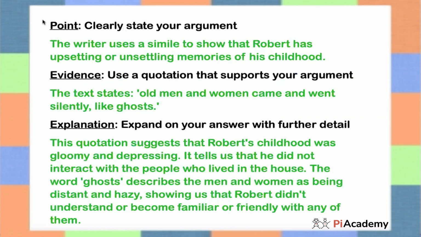The writer uses a simile to show that Robert has upsetting or unsettling memories of his childhood. The text states old men and women came and went silently like ghosts. This quotation suggests that Robert's childhood was gloomy and depressing. It tells us that he did not interact with the people who lived in the house. The word ghosts describes the men and women as being distant and hazy, showing us that Robert didn't understand or become familiar or friendly with any of them.